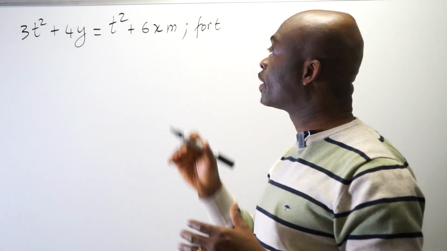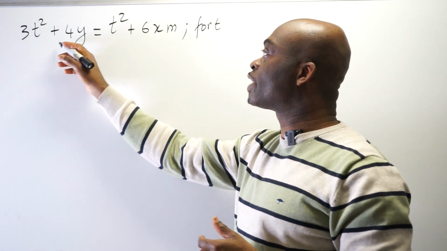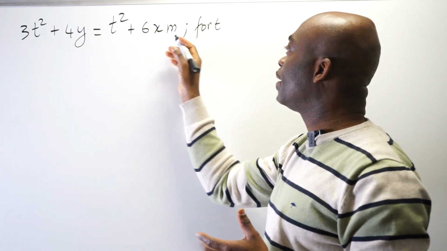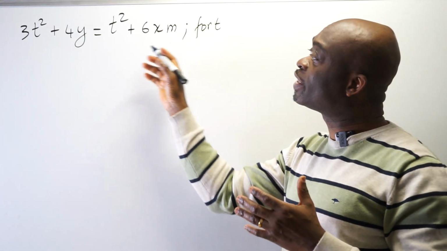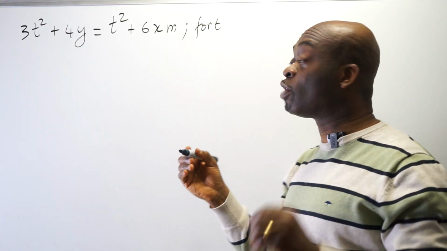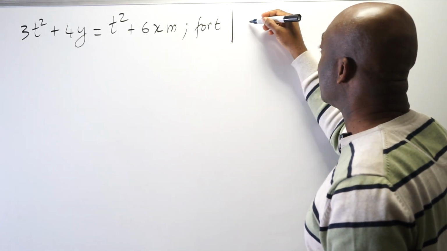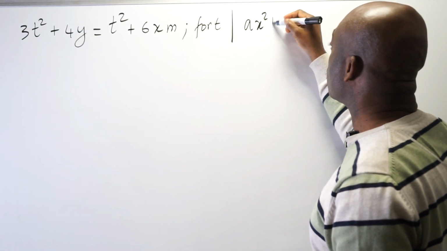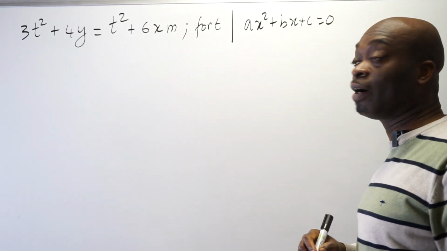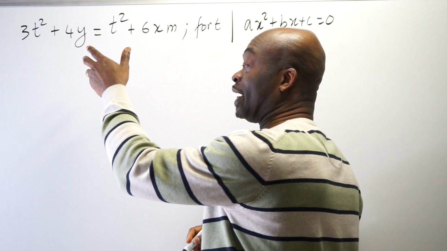Let's solve this quadratic equation here. We have 3t squared plus 4y equals t squared plus 6xm, right? So we're solving for t. This is a quadratic equation, so because we're dealing with a quadratic equation, the first thing that will come to our mind is ax squared plus bx plus c equals 0. All right? So let's go for it and make it like that.